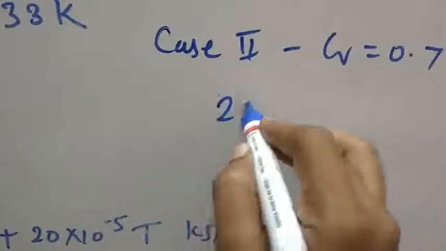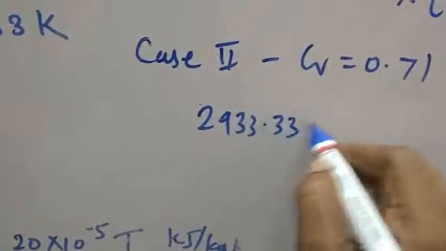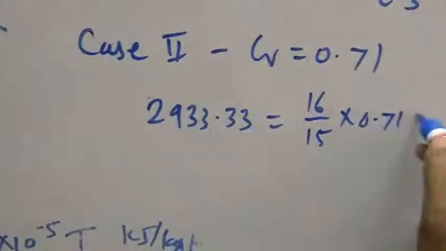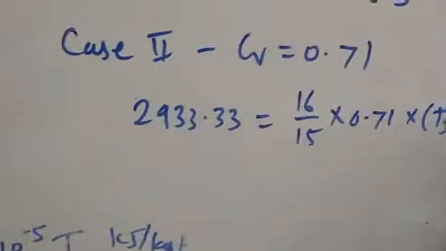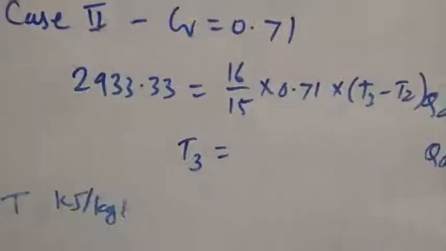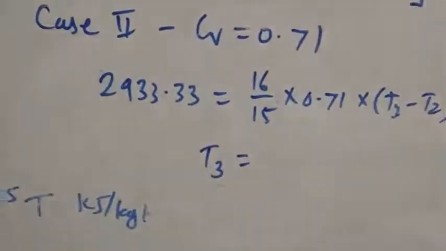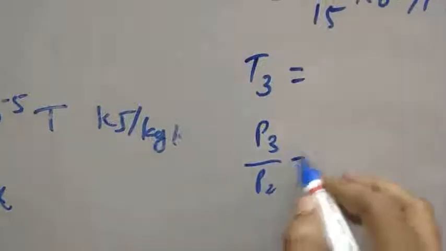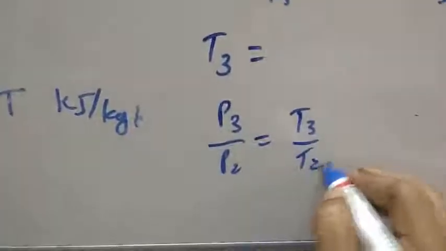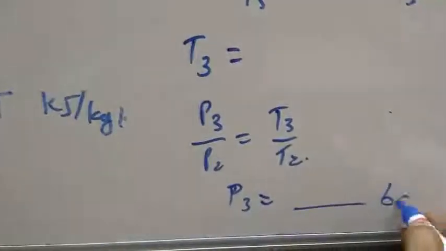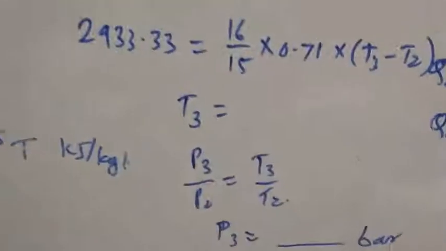the equation will be 2933.33 is equal to 16 by 15 into 0.71 into T3 minus T2. From this I can get the value of T3. Again apply the Gay-Lussac law, P3 by P2 is equal to T3 by T2, and get the value of P3, which will be in bar. This is how you will solve the entire problem. Clear?